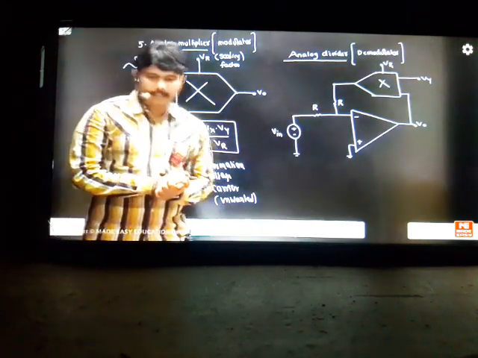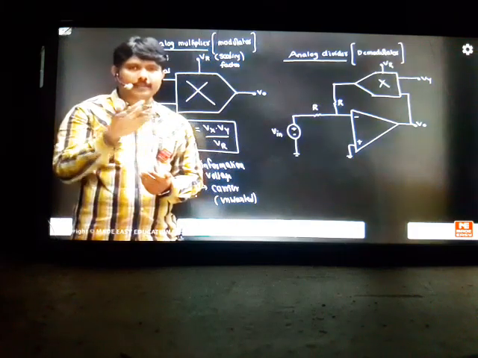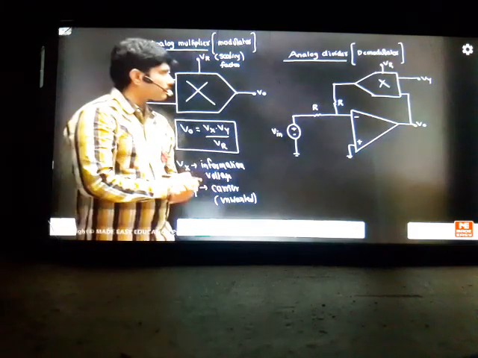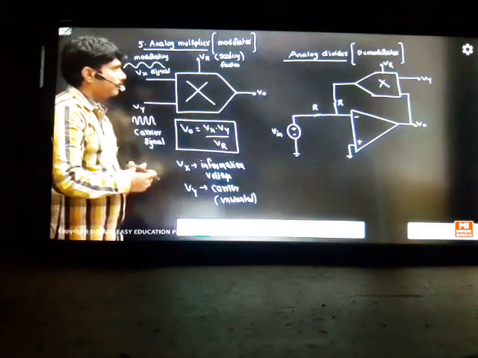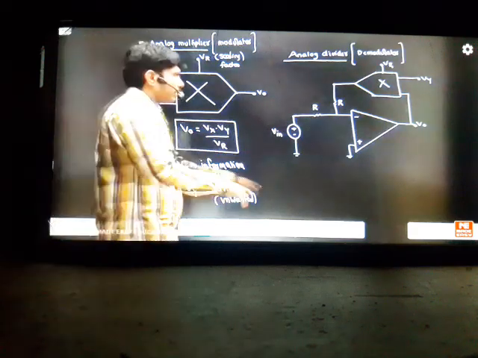This scaling factor is nothing but a DC voltage, which is given from an external source. Then only the circuits work inside. Otherwise, without the scaling factor, they don't actually work. The log systems are inside. So that's why the scaling factor is very important.